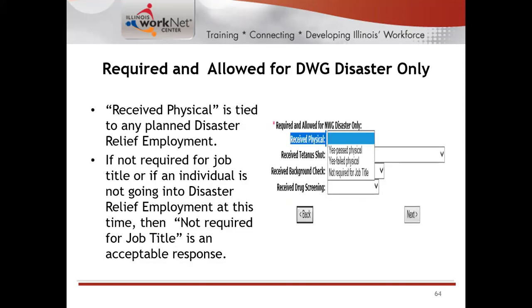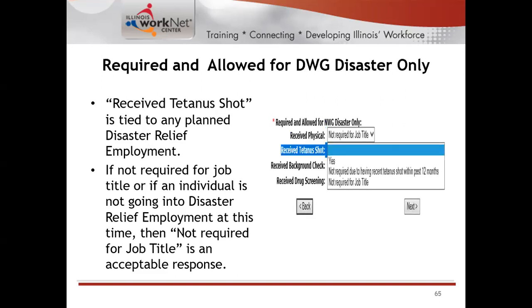So on this, the question's asking about physical. You have yes, past physical, yes, failed physical, not required for the job. Here's a hard stop. If you put yes, failed physical, it's going to affect the eligibility. The client's not going to show up as eligible under the alternative DR criteria. So you have to make sure that if the person fails the physical, and if you're not going to put him in that job that did require the physical, then you'd want to update your answer for not required for the job. So you need to make sure folks are thinking about those types of things.